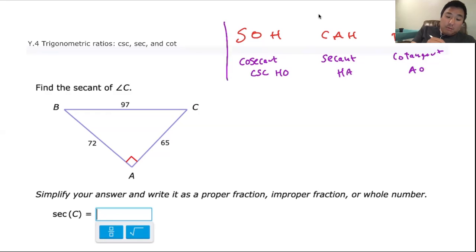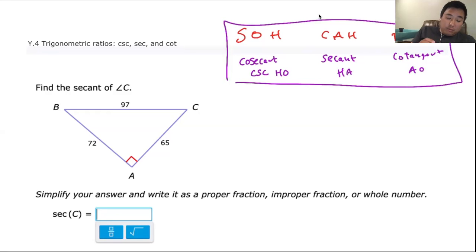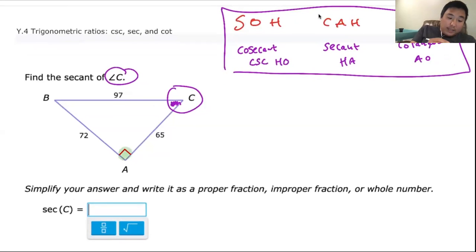This is probably the most important thing that you can be shown. So right here, angle C, we want the secant of angle C. Here's angle C. I like to circle it. Here's the right angle. What side does not touch the right angle? It's BC. So this is the hypotenuse. And the opposite side is the one that doesn't touch the circle. So that's right here. And the adjacent is the one that touches the circle.